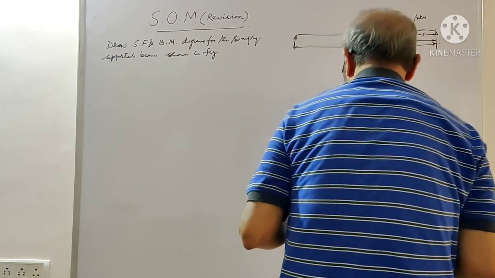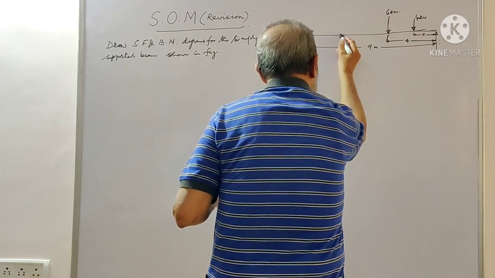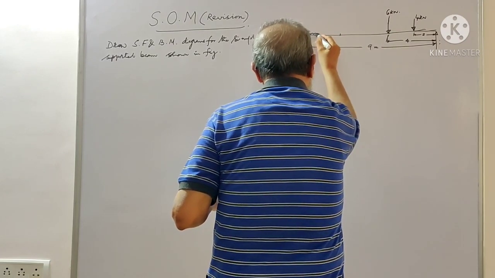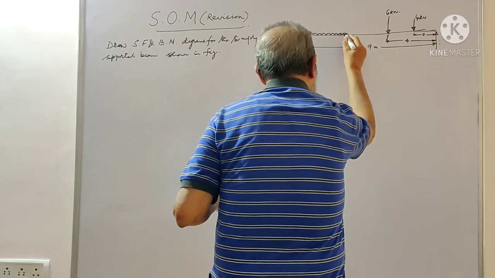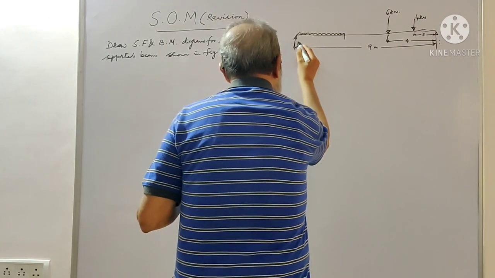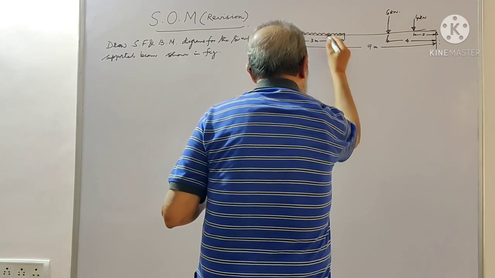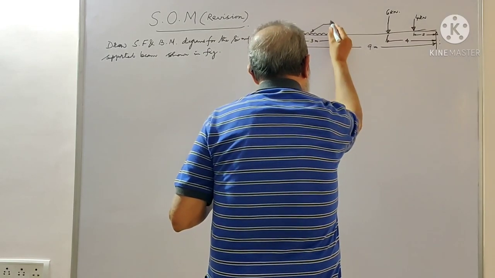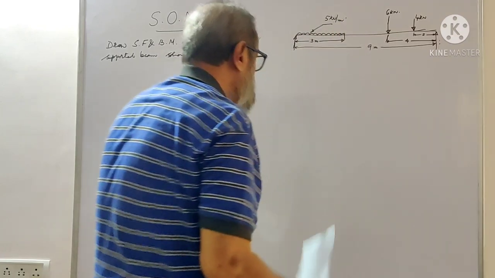Then there is also a UDL from the left support up to 3 meters, and the UDL is 5 kilonewton per meter. This is the problem.